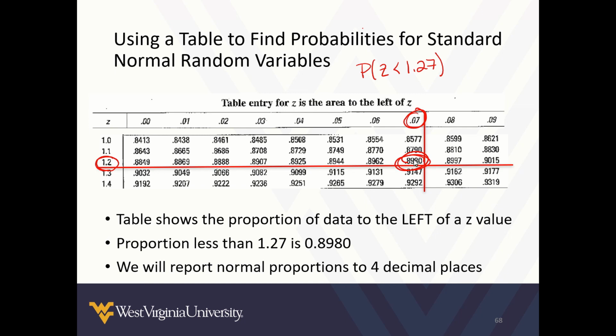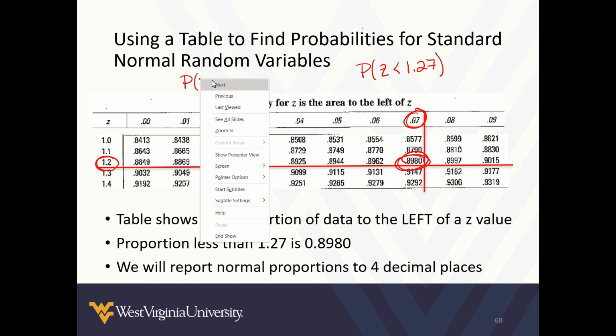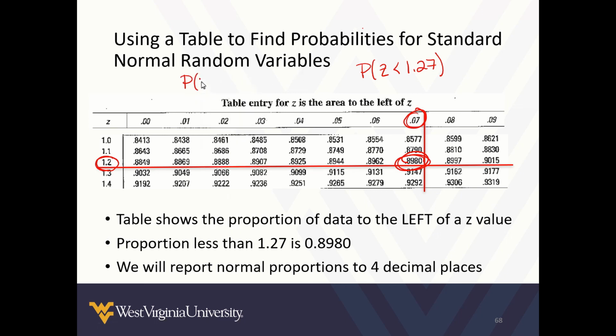Just like the other previous tables, this does give you the probability of, well, in this case, not x less than or equal to x, but z less than or equal to z. And as with the other tables, the table gives you your probabilities within 4 decimals.